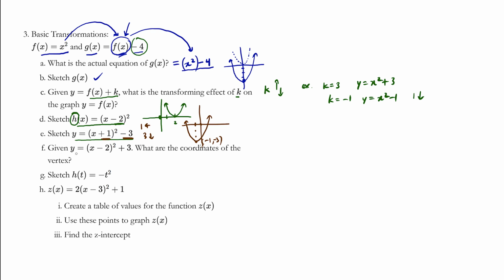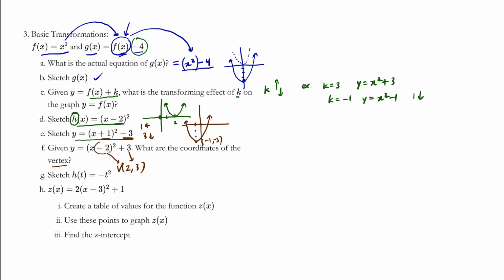F. Given y equals x minus 2 squared plus 3, what are the coordinates of the vertex? So we're just practicing how to graph or how to label things backwards and forwards. Hopefully you get good at this. We literally rip out these numbers. The vertex is going to be 2 comma 3. Notice how the y value remains the same.